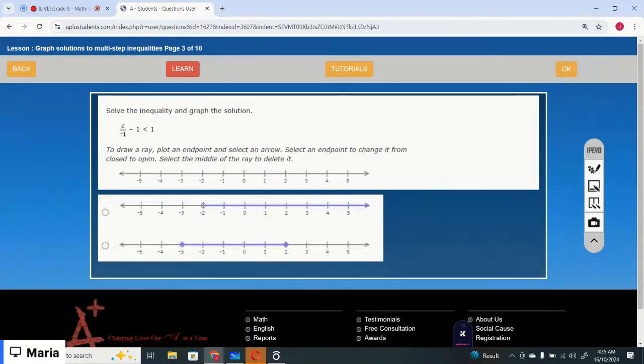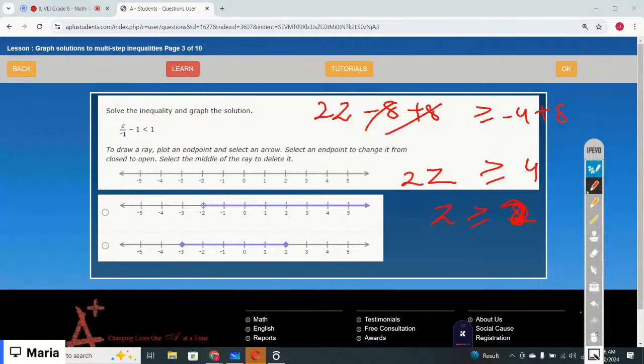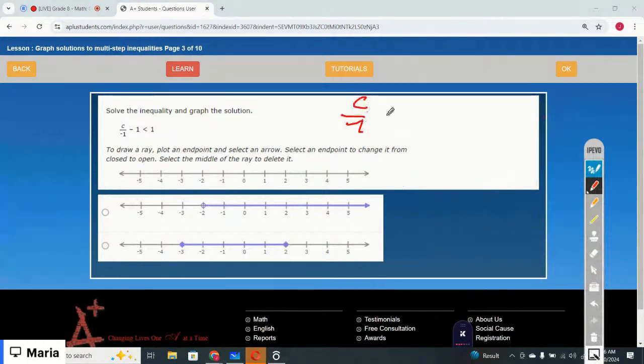Okay, solve the inequality and graph the solution. So which is the correct option? That is c divided by negative 1 minus 1. Add 1 to both sides. So that is 0, 2. So you have to multiply by negative 1 on both sides. So that would be c is greater than or equal to negative 2, right? Option number 1 is the correct option, right?